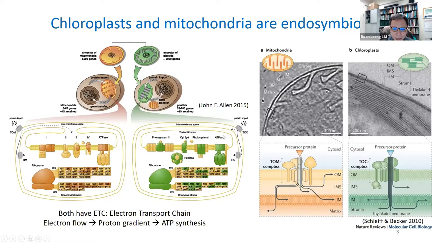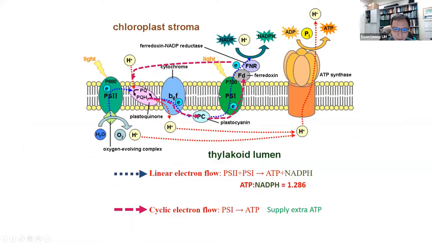Because their genomes only express a couple of genes, many genes are encoded in the nucleus and translated in the cytosol, and have to be imported into the chloroplast and mitochondria through the TOC complex on the outer membrane of the chloroplast and the TOM complex on the outer membrane of the mitochondria, respectively. In the chloroplast, there are two photosystems, photosystem one and photosystem two.